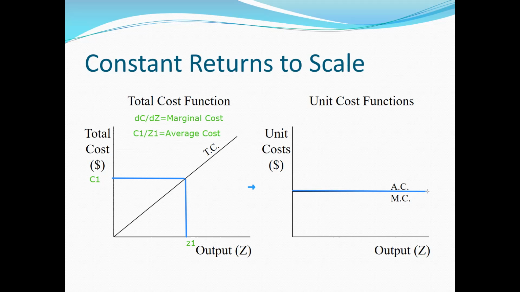Even though conceptually they are different, in this special case, where the total cost function is a linear function, that tells me that my average cost and marginal cost are always just equal. Even though conceptually they are different things, their value is always going to be equal. So in this special case, AC is in fact equal to marginal cost.